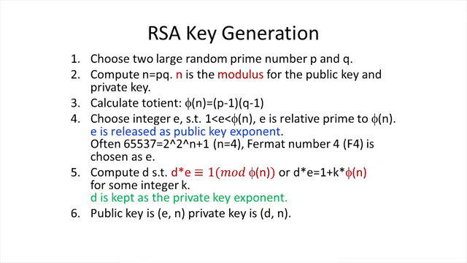Fifth, compute d such that d times e and 1 are congruent modulo phi of n, or using the equal operator, d times e is equal to 1 plus some k multiplied by phi of n. d is kept as a private key component, and the public key is, in this case, the two-tuple e and n. The private key is the tuple d and n.